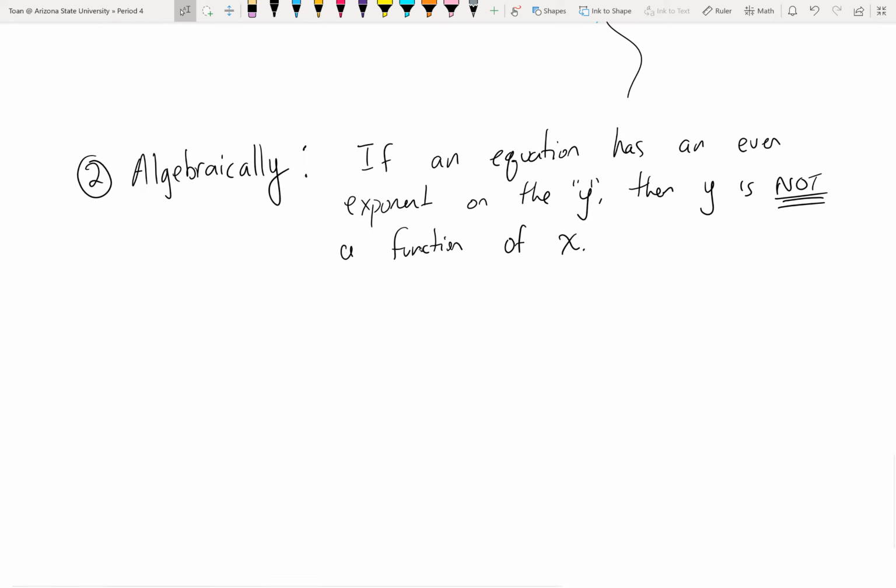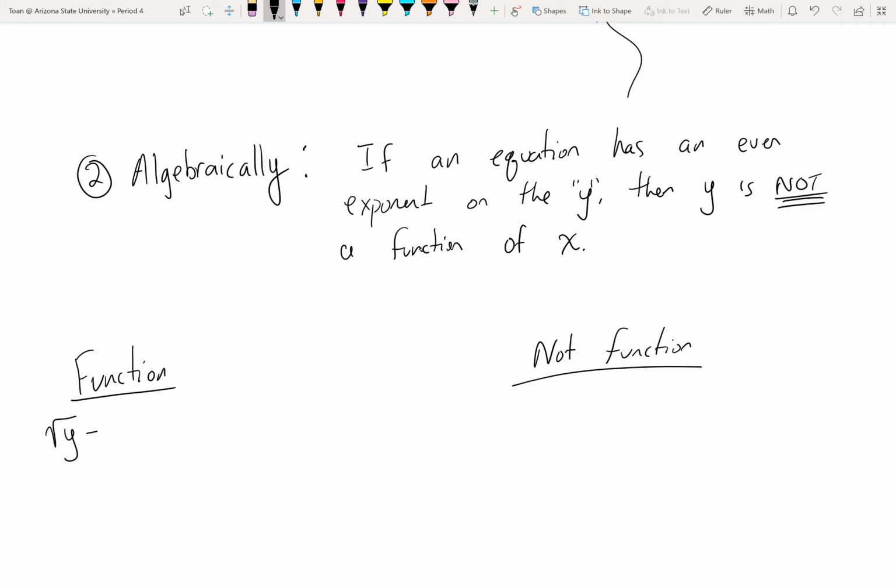And just like with the graphical situation, let's take a look at an example and a non-example. Function and not function. So, say square root of y minus x equals 5, right? That looks pretty funky. Oh, there's something special on the y. That can't be a function. And let's take a look at y to the 4th equals x.